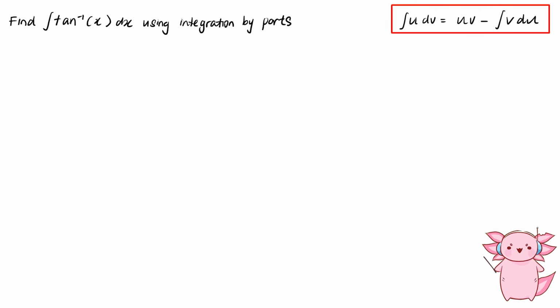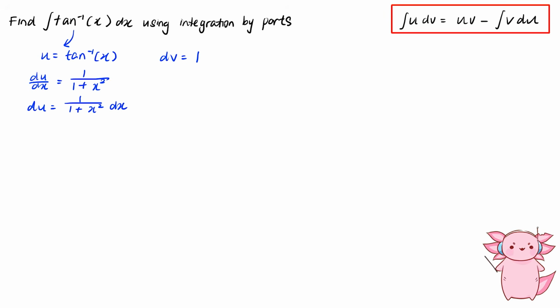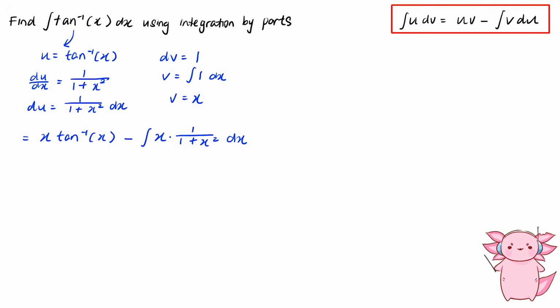This question is an integration by parts in disguise, since there's only tangent inverse x. So we can say that u is equal to tangent inverse x, and dv is just equal to 1. So differentiating u, we get du is equal to 1 over 1 plus x squared dx. And integrating 1 to get v is equal to x, we can sub everything into our integration by parts formula, and let's figure out how to integrate this.